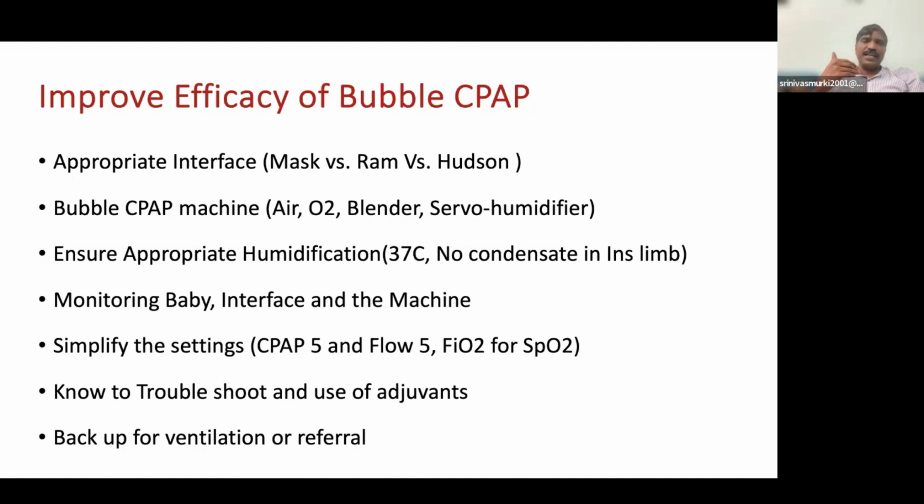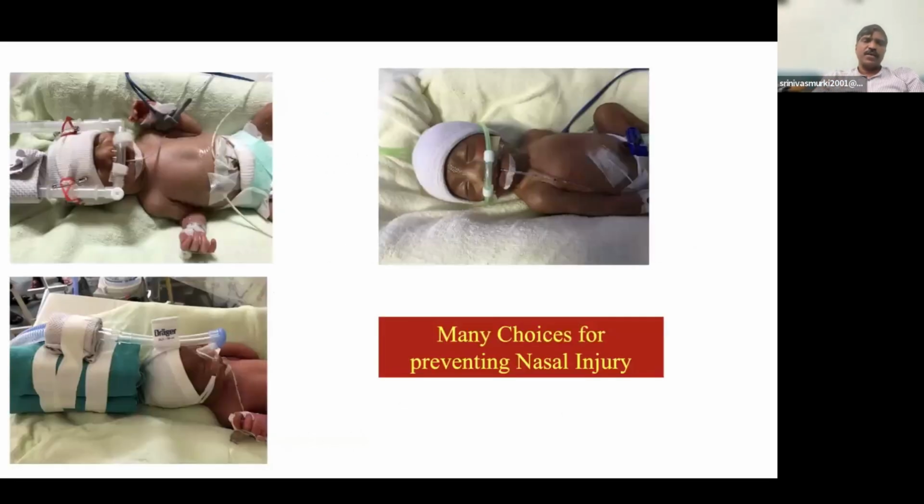Simplify the baby settings, mainly the pressure of 5, flow of 5, FiO2 to suit the saturations. And always note the troubleshooting on a bubble CPAP so that you can make changes immediately, and use of adjuvants like caffeine, surfactant, feeding will improve the efficacy of CPAP. And always have a backup for referral or ventilation, because 15 to 20% of babies can fail CPAP. Then you should be able to refer these babies on CPAP or on transport and then start them on ventilation.